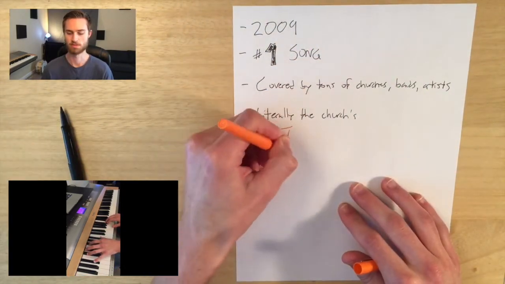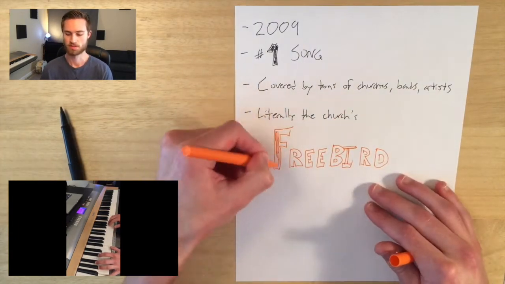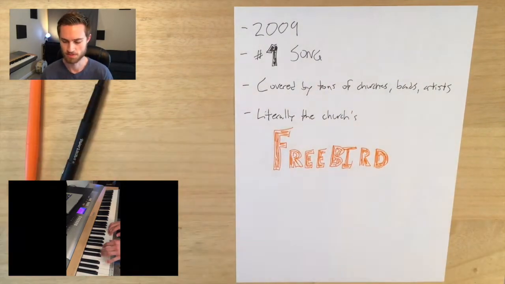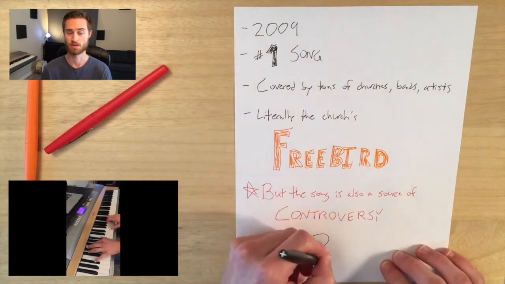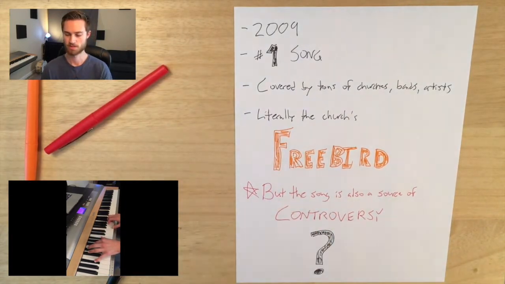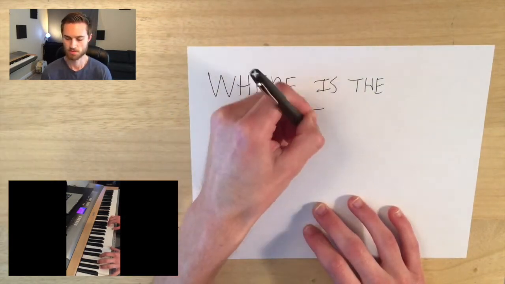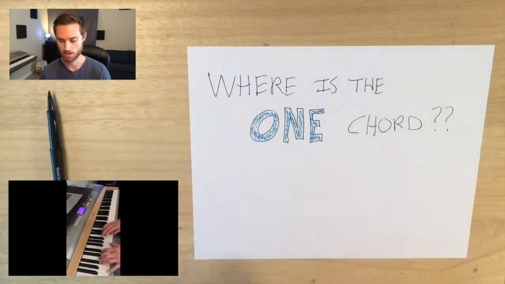Revelation Song has literally been the church's Free Bird for the last decade. To the average listener, Revelation Song is just another epic worship power ballad, but to all of us church musicians who have played it countless times, it may be a bit of a source of argument. There's nothing controversial about the song, just the chord progression. As cool as it is, nobody seems to agree where the one chord is. That is, no one can agree how we label the key of the song.